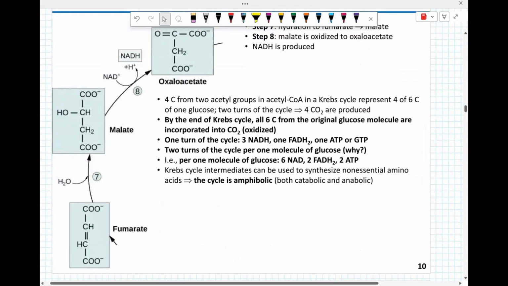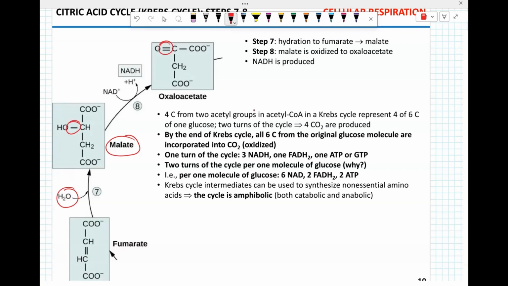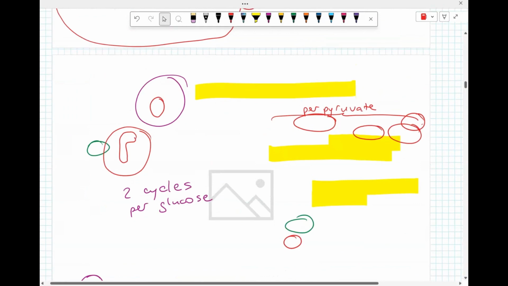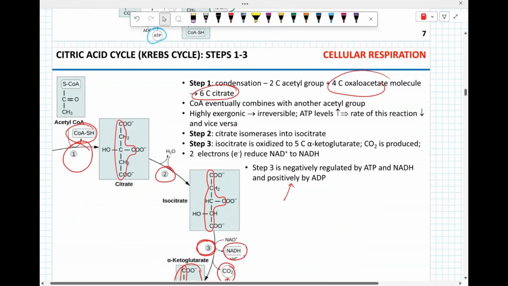In the last 2 steps, fumarate is hydrated to form malate, and malate is oxidized, that single bond becomes a double bond. Malate is oxidized to oxaloacetate, producing another molecule of NADH. So essentially, we are back to step 1 of the Krebs cycle, the step in which oxaloacetate will now react with another acetyl-CoA molecule.